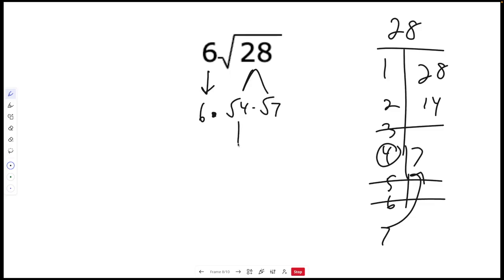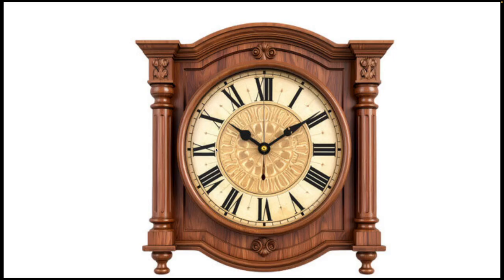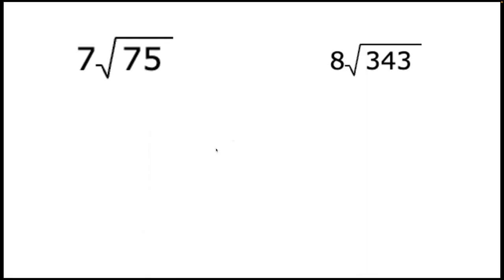Square root of 4 just becomes 2. So 2 times 6 square root of 7. And now we just get 12 square root of 7. So the short version of that is to say that whatever is the perfect square comes out, 4 becomes the 2, then you just multiply that by the number on the outside, giving you 12 square root of 7. All right, time to practice. Go ahead and pause the video, try these two on your own. When you're ready, you can unpause and we'll check your answer.